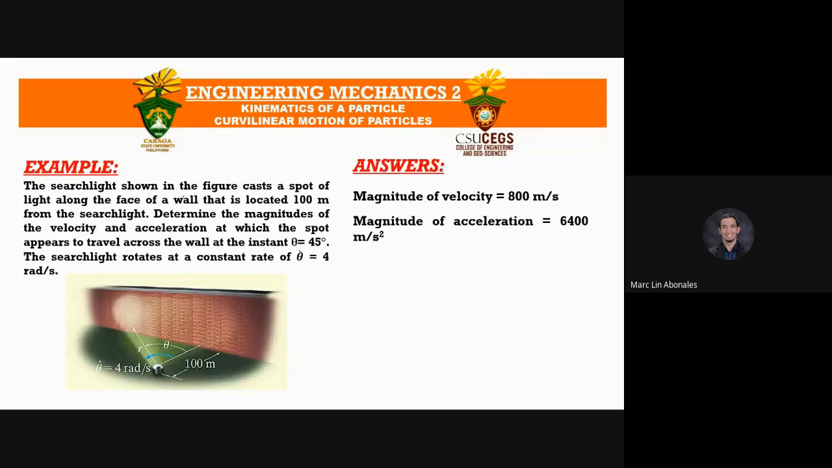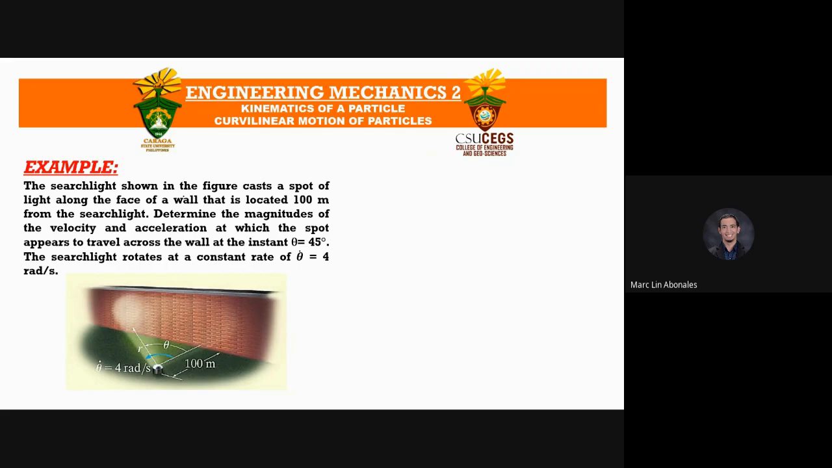And also, it is given that the searchlight rotates at a constant rate of 4 radians per second. So, the 4 radians per second, this is the angular velocity, the theta dot of our searchlight. So, the magnitude of our velocity is 800 meters per second, and the magnitude of acceleration is 6,400 meters per second squared. So let us solve the first sample problem.